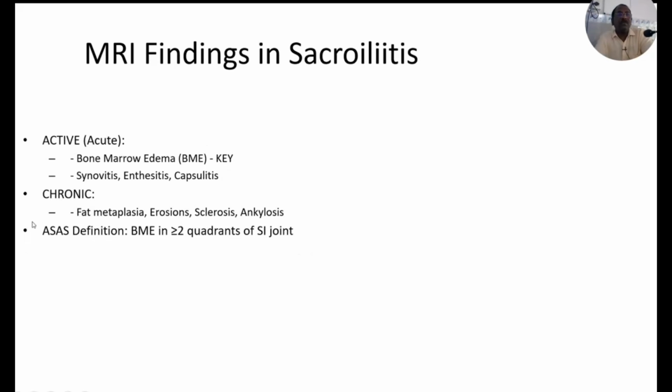So MRI findings: the acute and the chronic. In acute you will have the edema. I showed you the picture there, the brightness of the bones. And you will have synovitis, enthesitis and capsulitis in the acute. In the chronic, you will have fat metaplasia, erosions, sclerosis and mostly ankylosis.